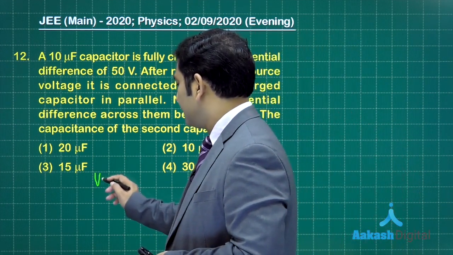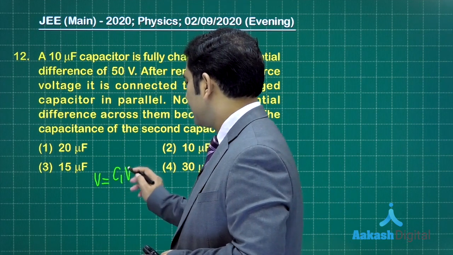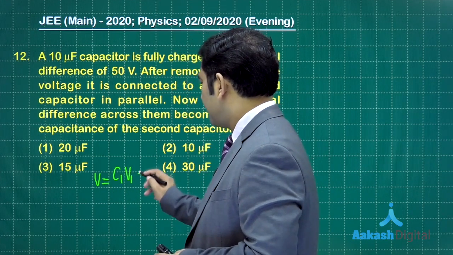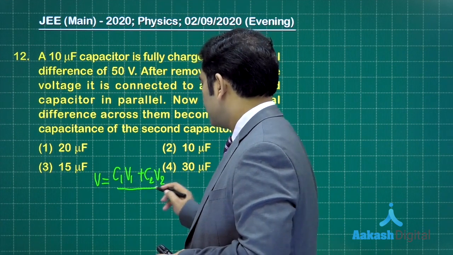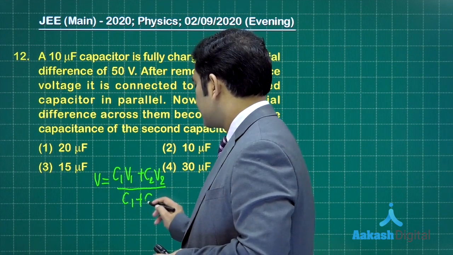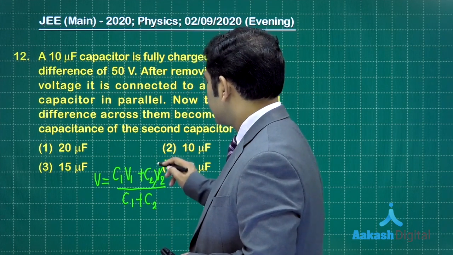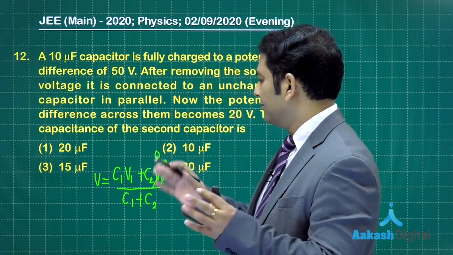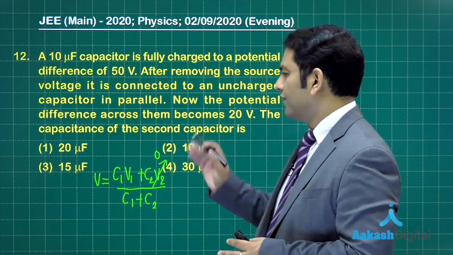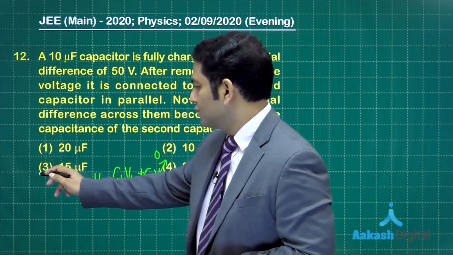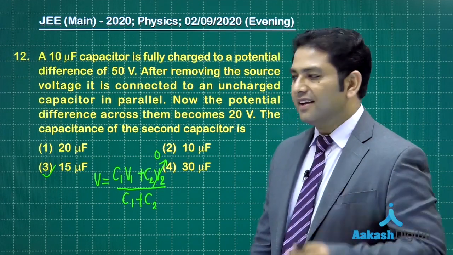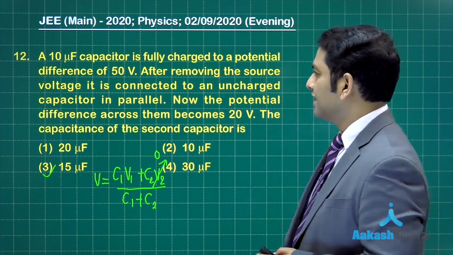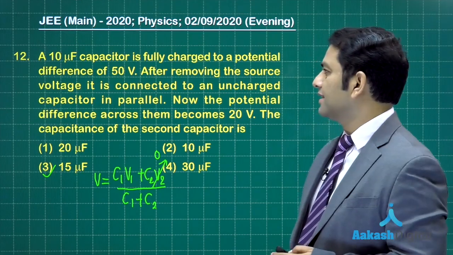So you must be knowing the formula. V is C1 V1 plus C2 V2, divided by C1 plus C2. In our case, the value of V2 is 0. Since V2 is 0, that will be eliminated. Now, straightforward, you would get the value of C2 as 15 microfarad. Let's go for the next question, number 13. And what does question number 13 say? Let's see.